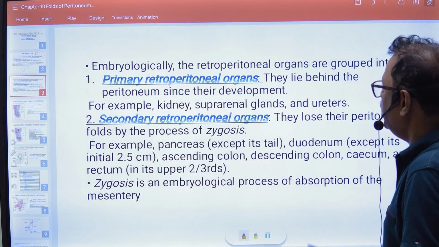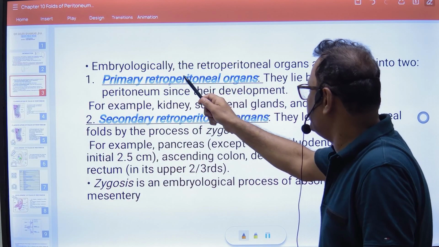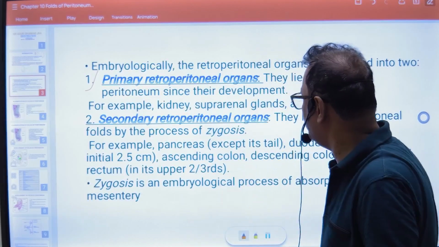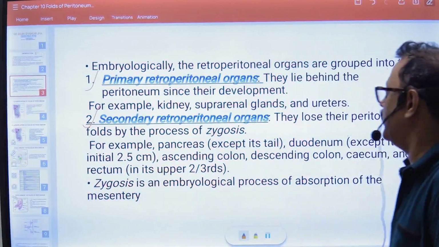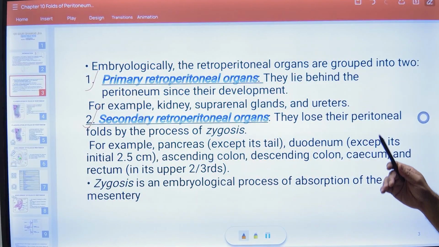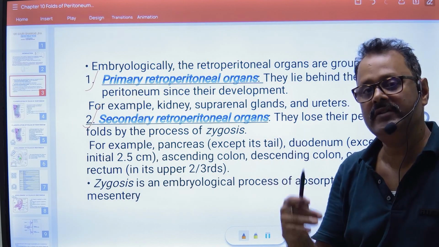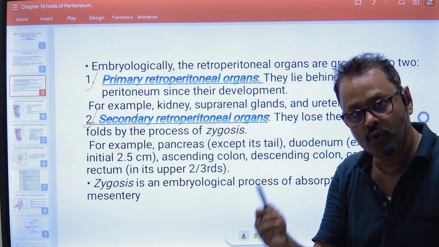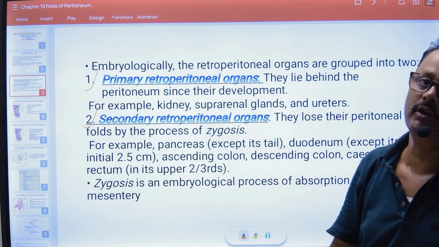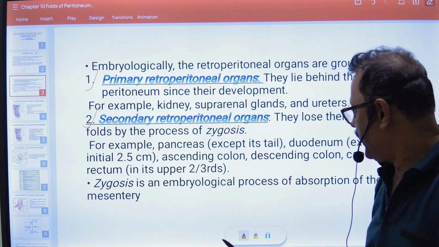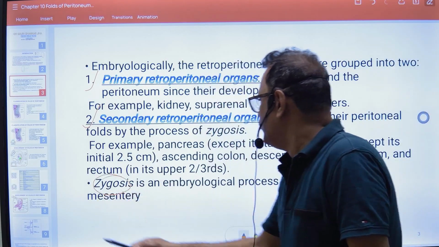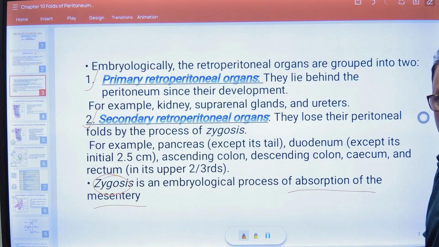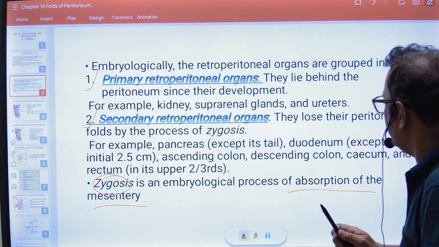Now, embryologically, the retroperitoneal organs are divided into two groups: one the primary retroperitoneal, and the other the secondary retroperitoneal. Primary retroperitoneal means they will be retroperitoneal since birth, and the secondary retroperitoneal organs are those which are initially intraperitoneal, and in due course of time, by the process of zygosis, which means the absorption of the mesentery, they become retroperitoneal organs.